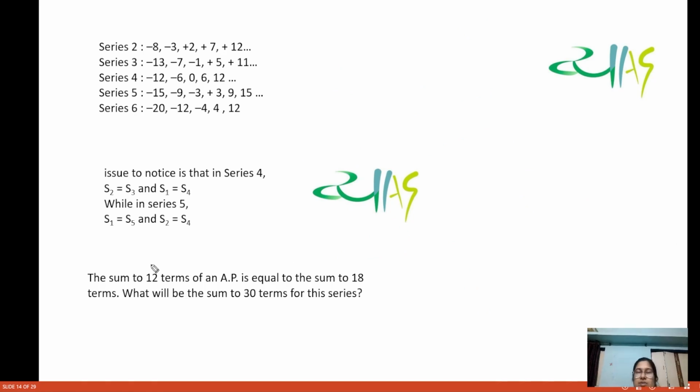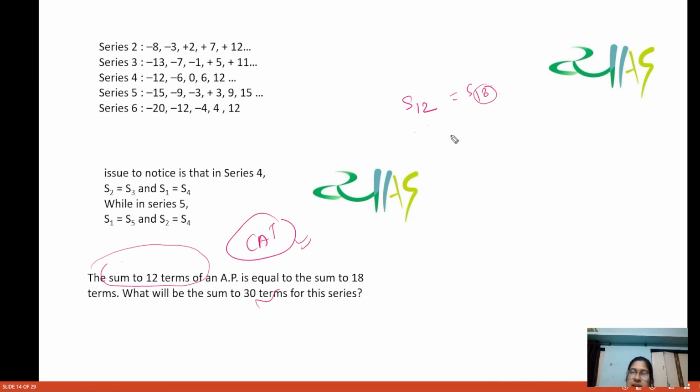Okay. So now look at this question. This question came in CAT. Let's see whether we can solve this or not. So you are given the sum of 12 terms of an AP. The sum of 12 terms is given equal to S18.